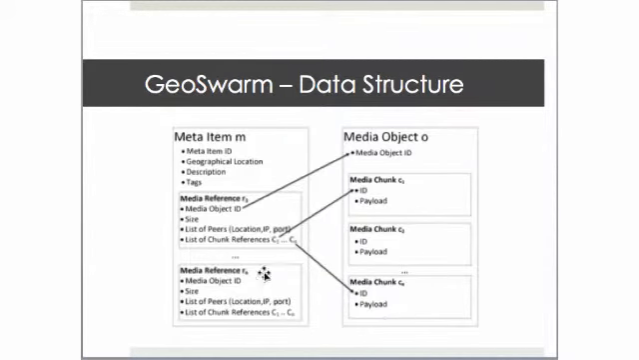Looking at this data structure makes it much more clear. The media object O is divided into media chunks, so the combination of chunks C1 to Cn gives us the media object O back. Each media object has a media object ID, which is unique. The meta item M contains information: the meta item ID, the geographical location, the description, and the tags. The media references point to the media chunks and also point to the media object itself.